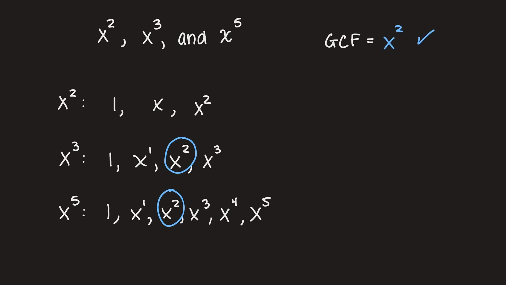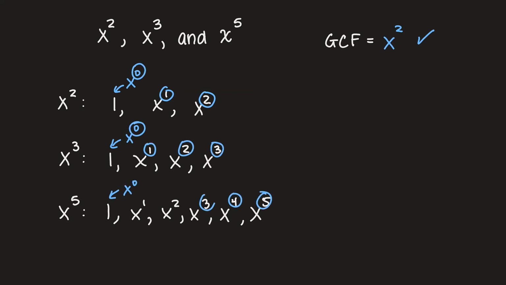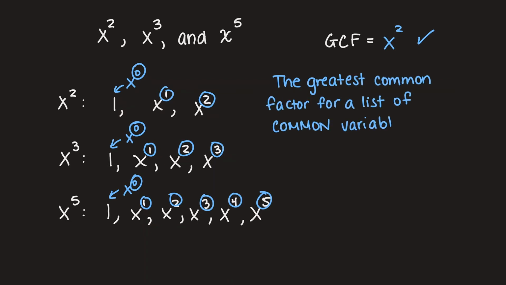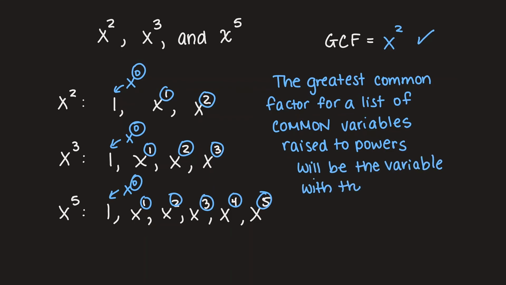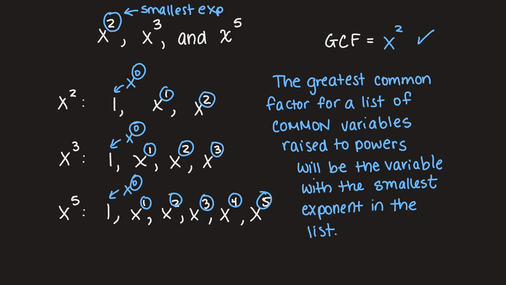There's actually a shortcut to this. Notice how each term includes every preceding degree. This will always be the case for variables raised to powers. Therefore, the greatest common factor for a list of common variables raised to powers will be the variable with the smallest exponent in the list. So since x squared had the smallest exponent of this common list of variables, this will be our GCF.